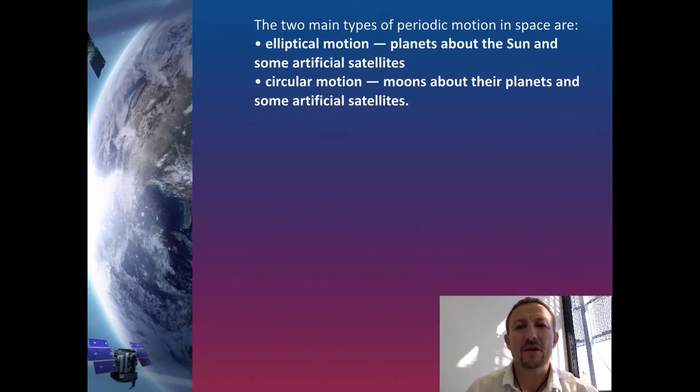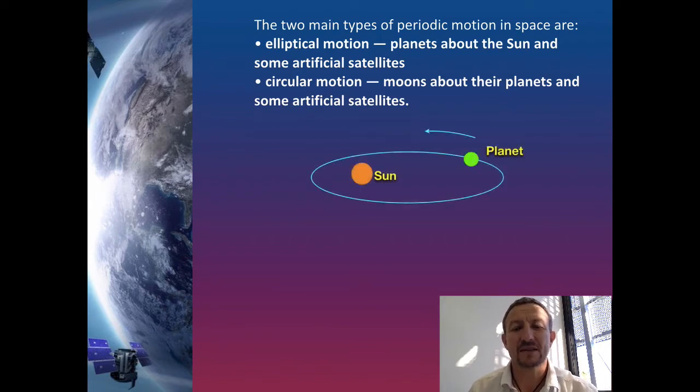Alright, so we know that there are two main types of motion that an object can have in space. The Greeks first put forward the notion of circular motion. They loved the idea of circles, and basically we're looking at things like moons and artificial satellites that will deal with that circular motion. Kepler put forward the idea of elliptical motion, which basically is the movement of planets around the Sun, and in some cases that might have some artificial satellites.